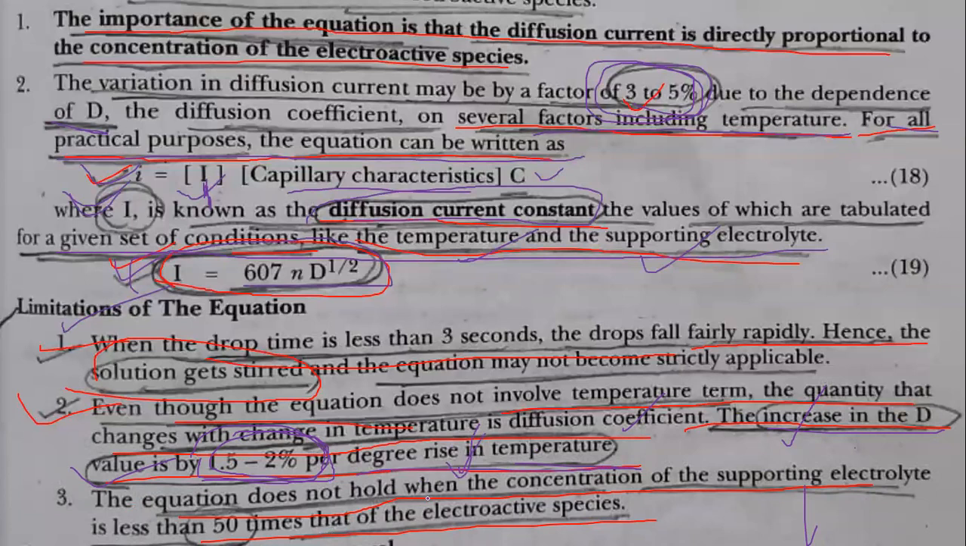The equation does not hold when the concentration of supporting electrolyte is less than 50 times that of the electroactive species. So the concentration of supporting electrolyte must be greater than 50 times that of the electroactive species. And as we know, we are using KCl as a supporting electrolyte.